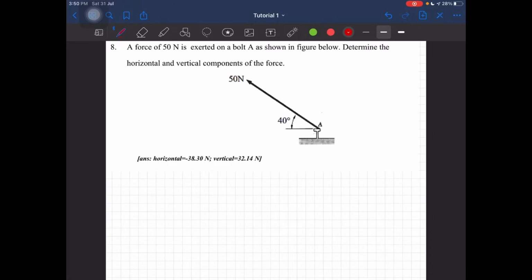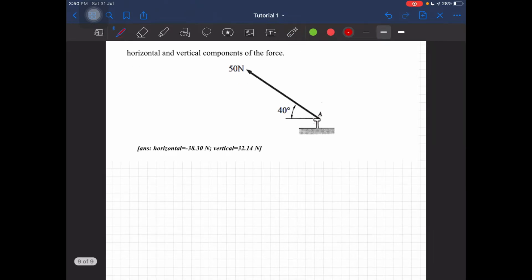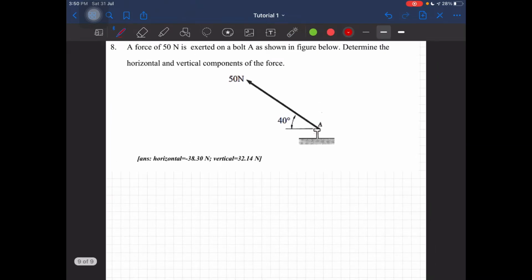Okay, question 8. A force of 50 Newton is exerted on a bolt A as shown in this diagram. So we have to determine both the horizontal and vertical components. You're not up to this chapter yet, but what you're going to do is always draw a free body diagram. So A is the point here.